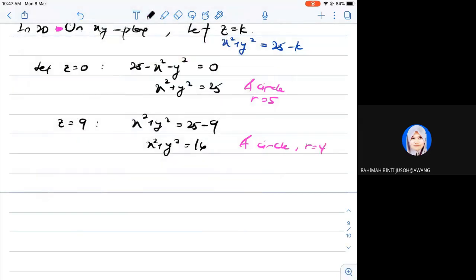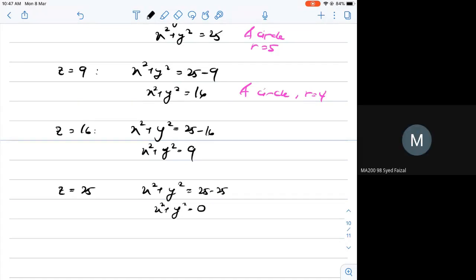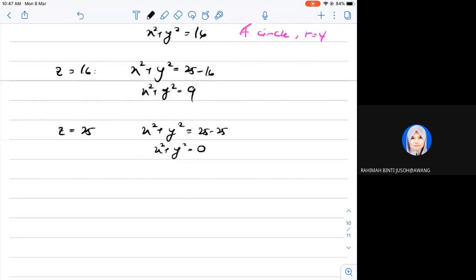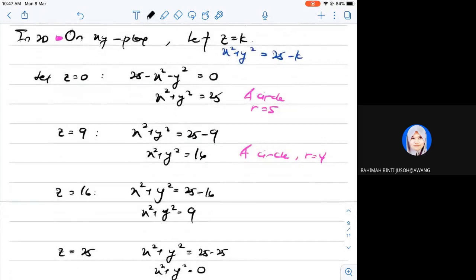Okay, let's say I let z equals to 16. So we will have x squared plus y squared equals to 25 minus 16. So we will have x squared plus y squared equals to 9. So now a circle with radius 3. And then let's say when z equals to 25. So x squared plus y squared equals to 25 minus 25, we will get 0 lah. Okay, we just get a point of 0, 0. Okay, now, okay, itu on xy plane.